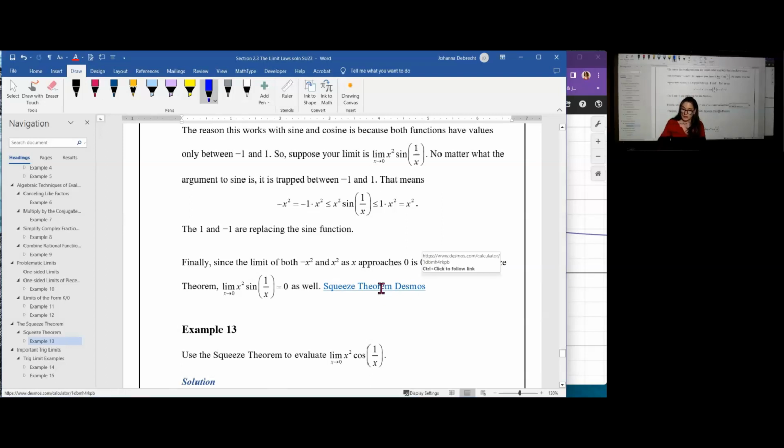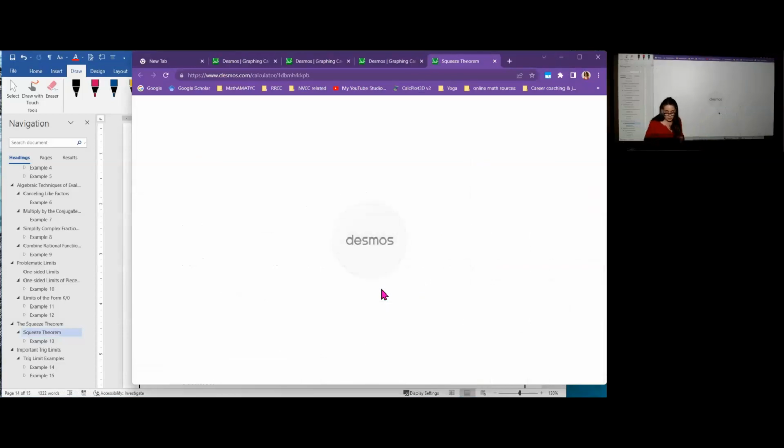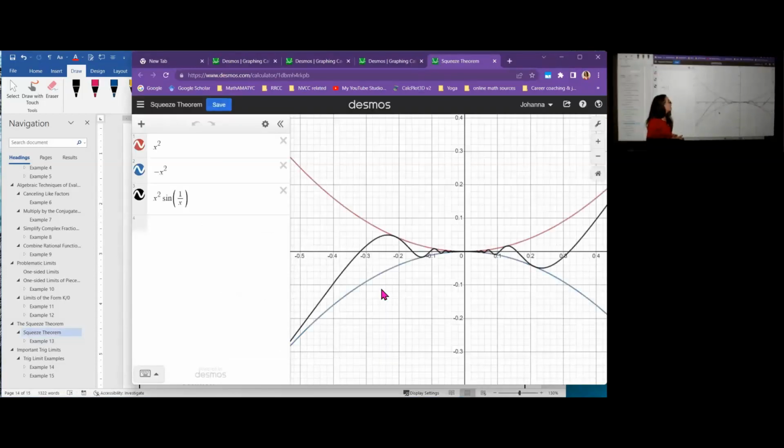Let's take a look at what this one looks like so that you can have a better feel for what we're talking about. Here are my functions that you can see. The red function on top is the graph of x squared. The blue function on bottom is the graph of -x squared.